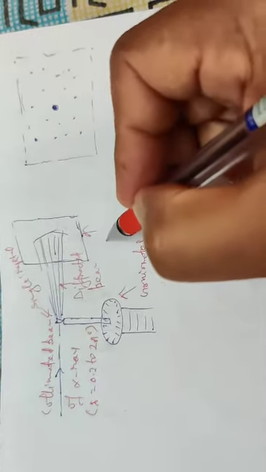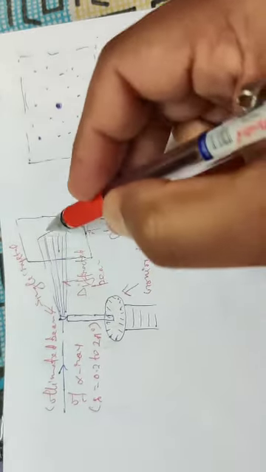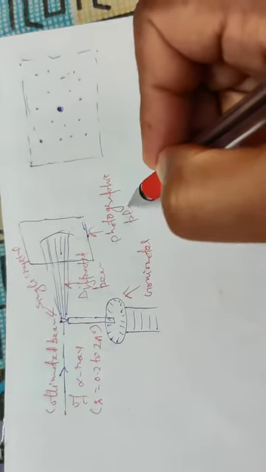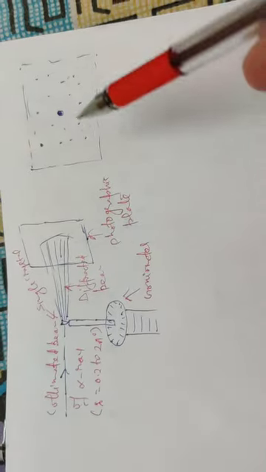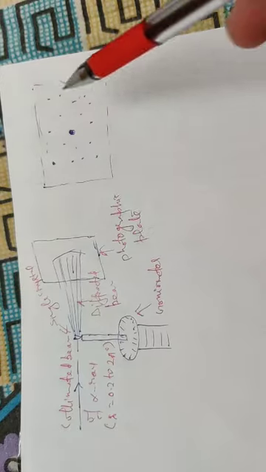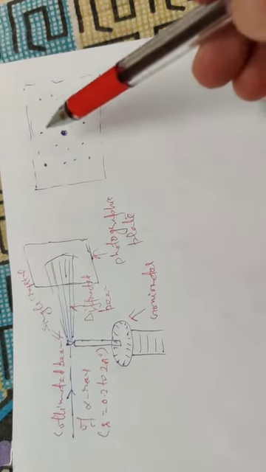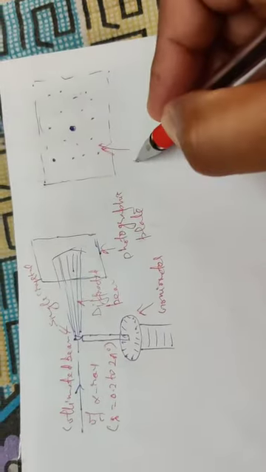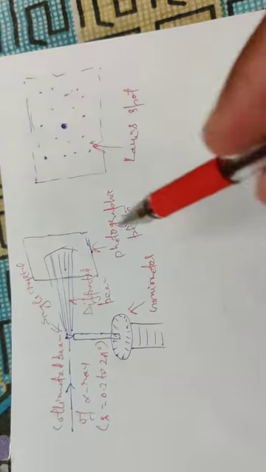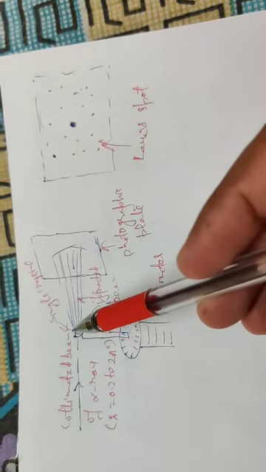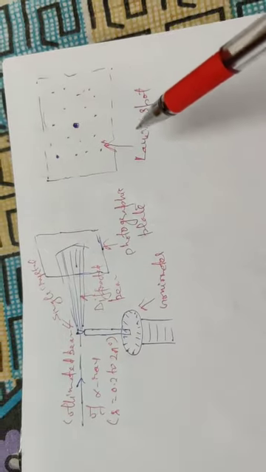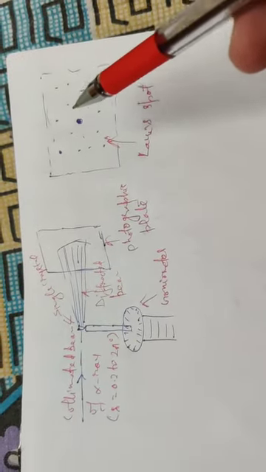This is your photographic plate on which the diffraction pattern is obtained. Generally the obtained diffraction pattern is kind of these spots. These spots are Laue spots. Depending upon the symmetry or the geometrical structure, geometrical spots are obtained on the photographic plate, and these spots are known as Laue spots.